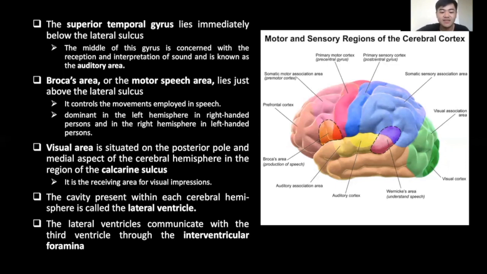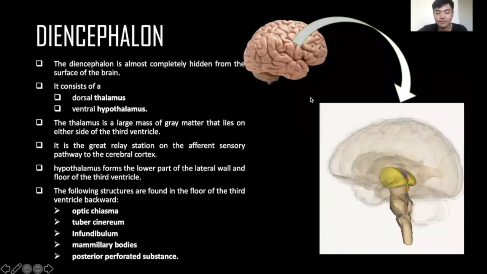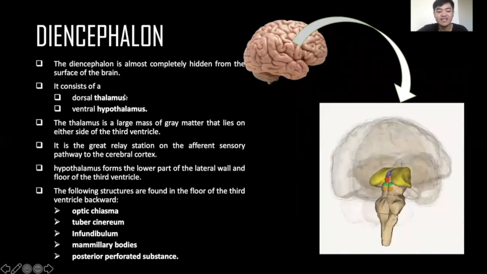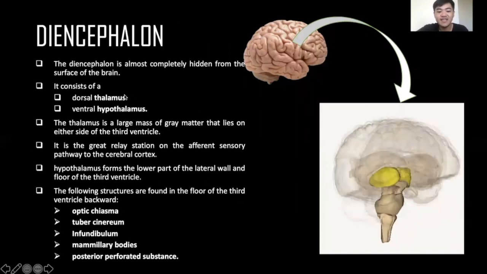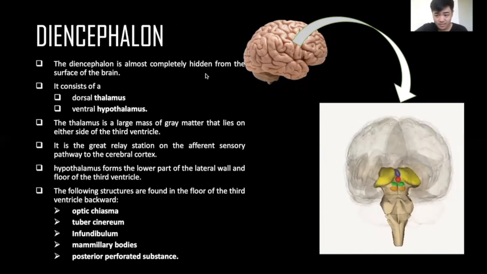The cavity present within each cerebral hemisphere is called the lateral ventricle. The lateral ventricles communicate with the third ventricle through the interventricular foramina. So we proceed to the diencephalon. The diencephalon is almost completely hidden from the surface of the brain.